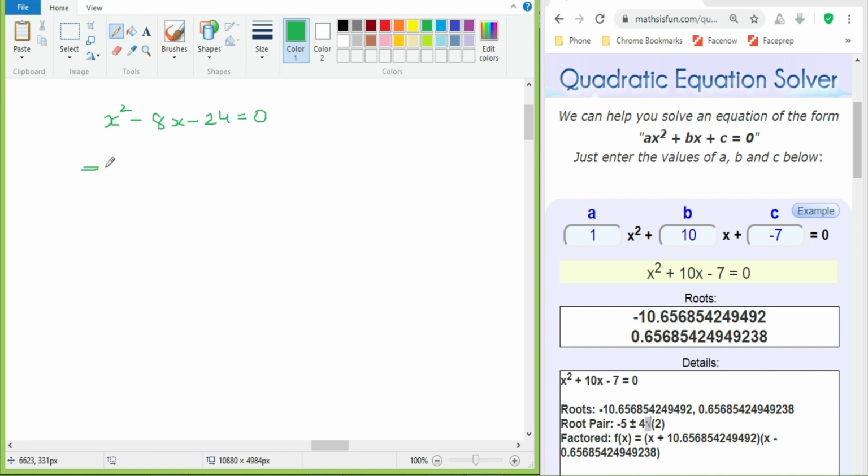So guys, this cannot be factorized. It means you have to go with the formula, or you have to go with any other technique. So whatever technique we have used here, we can go with that itself. So guys, I'll just make a note of it.